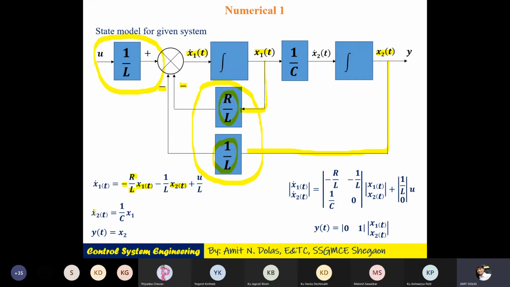Let's go for the x2 term. How will you get x2 dot? x2 dot is nothing but 1 by c into x1. Means this x1 of t, if it is passing through the element 1 by c, then you will get x2 dot of t. So we got this. And what about y? y of t is nothing but x2 of t. So what we get here by integration, we are directly getting x2 of t, which is nothing but y of t. So directly we wrote this, whatever this line is, it is nothing but y. So this is how we can draw the state space model.